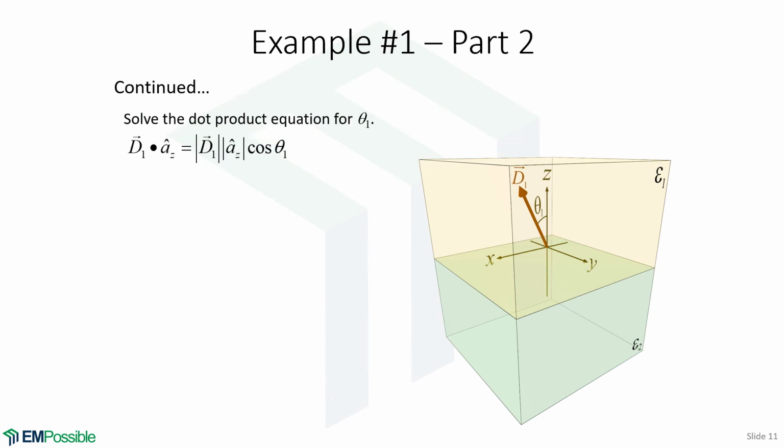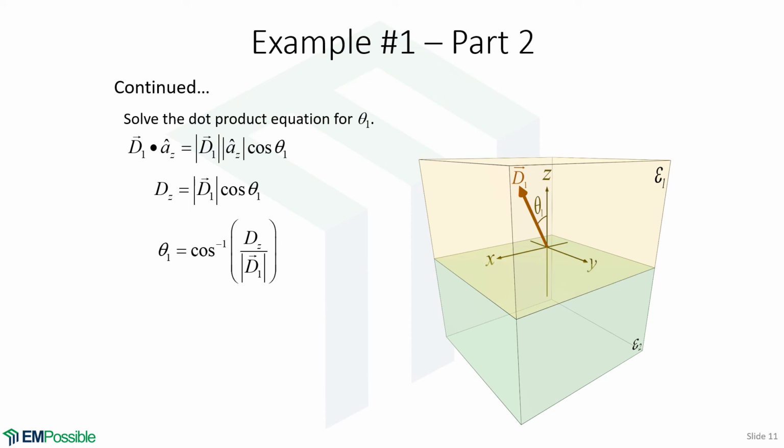Here's where we were from the previous slide. The dot product on the left, D1, full 3D vector, but it's a dot product with just a unit vector in the z direction. That is just the z component of D. Then on the right, we have the magnitude of a unit vector. Well, the magnitude of a unit vector is just 1, so that drops from the equation. So we have a simpler equation that we can solve for theta 1. So that's our next step.